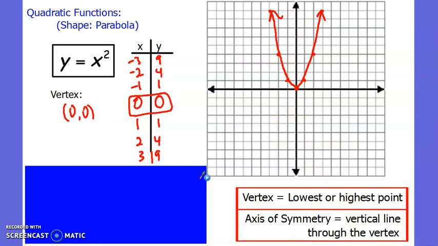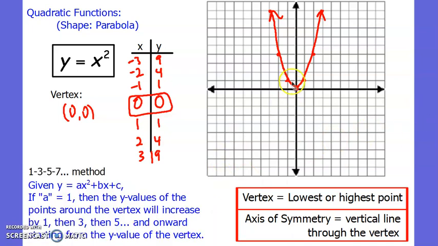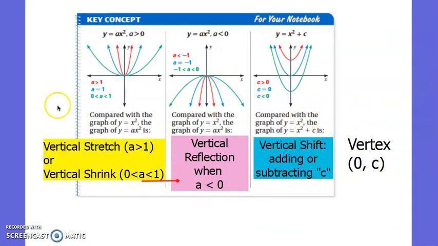And if you know the nice shortcut, 1, 3, 5, 7, you'll notice that from the vertex, we went right 1 up 1, right 1 up 3, right 1 up 5. So there's kind of a nice little formula to, again, a 1x squared, having just a 1 in front of there, graph. Well, we can use that idea along with some transformations to graph quick and easy parabolas.